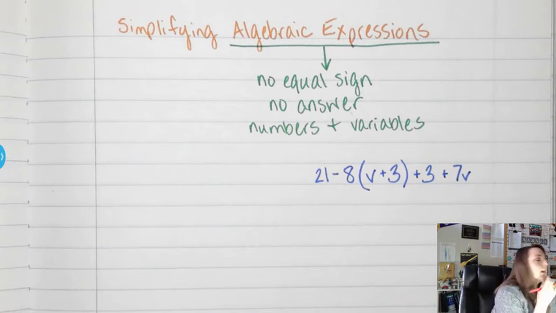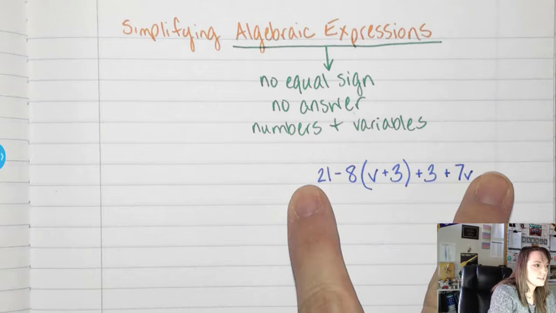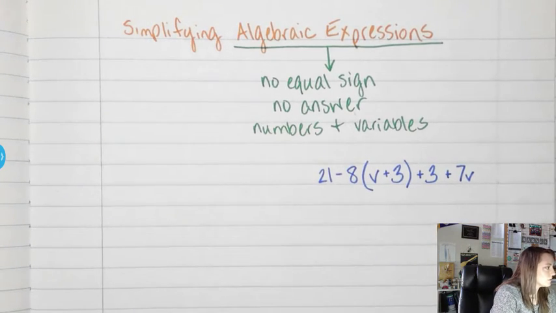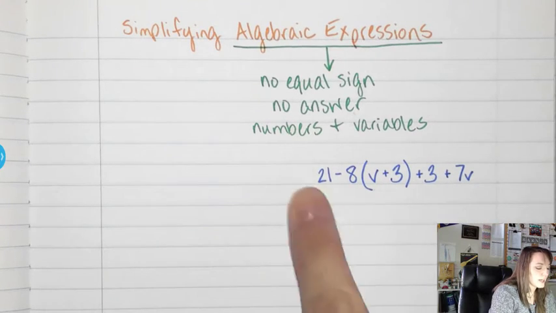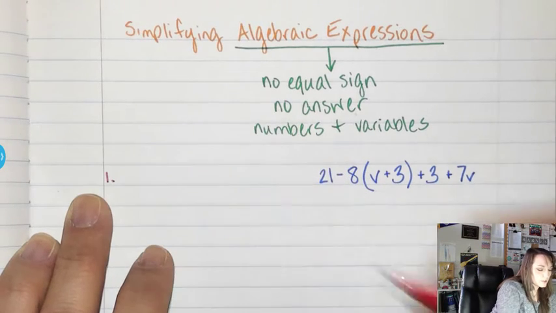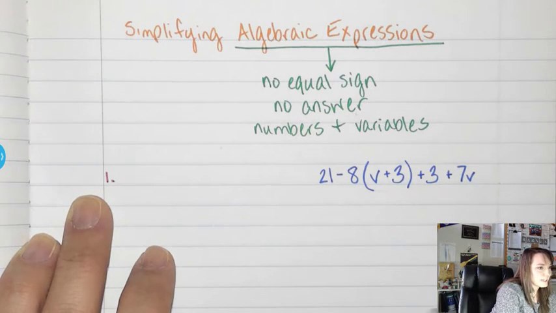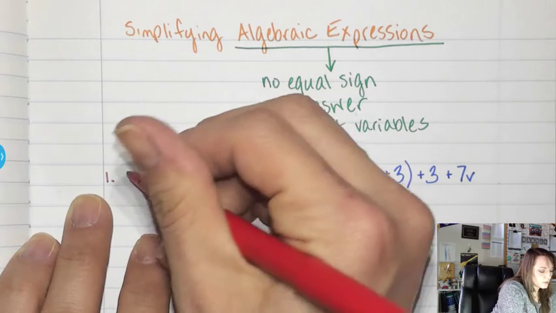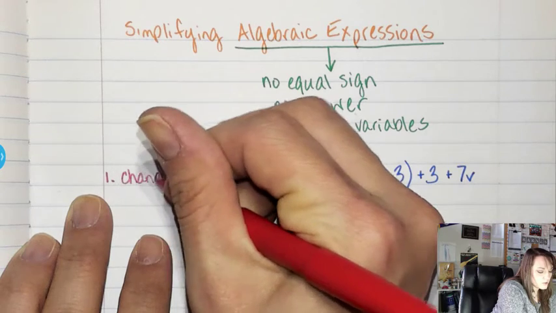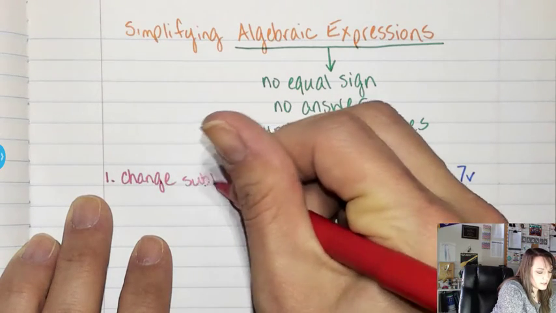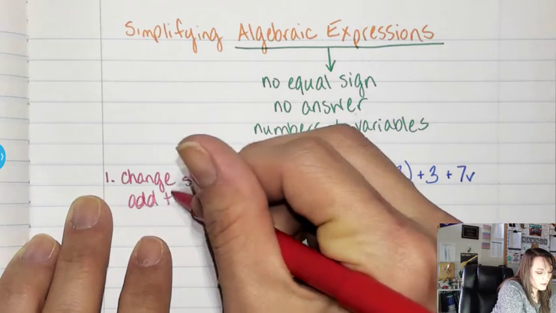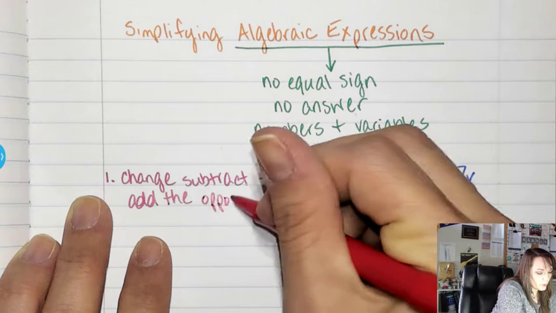My goal is to take this, organize it, make it look nice, and literally simplify it down. Because this is messy, and there's a lot here. So the first thing I need to do, 6th grade, I need to change any subtraction to plus a negative, or add the opposite. So change subtract to add the opposite.